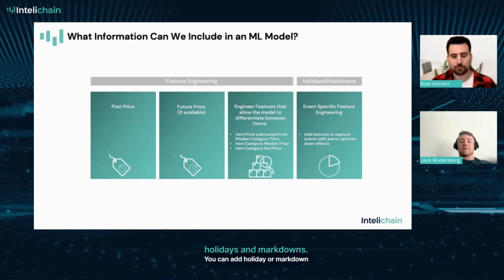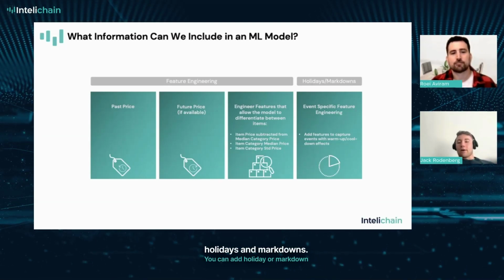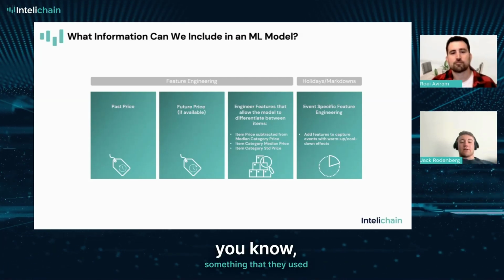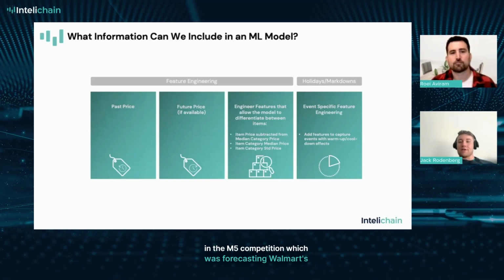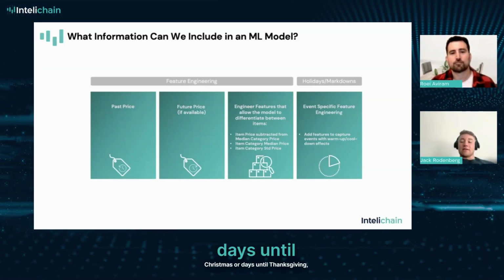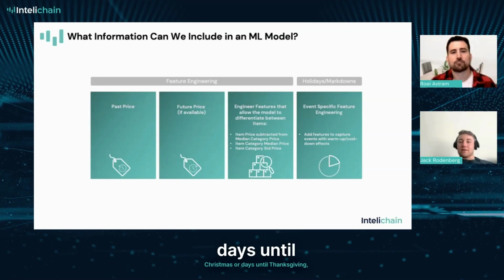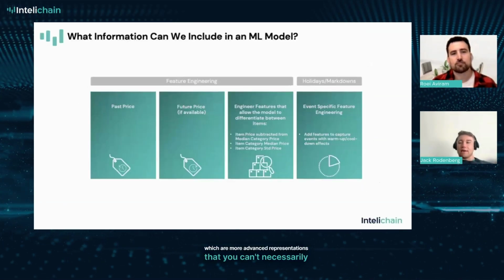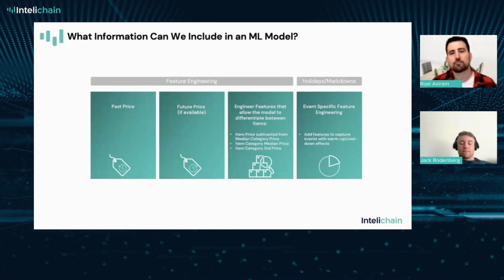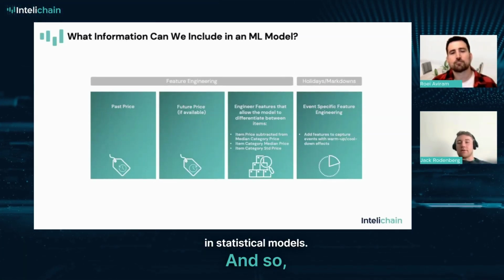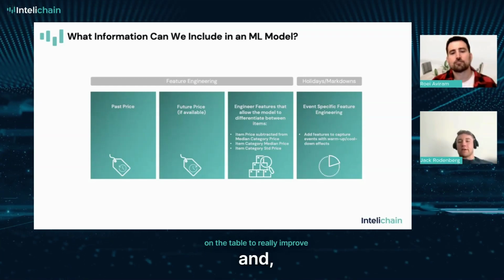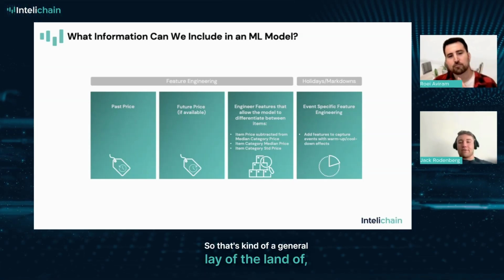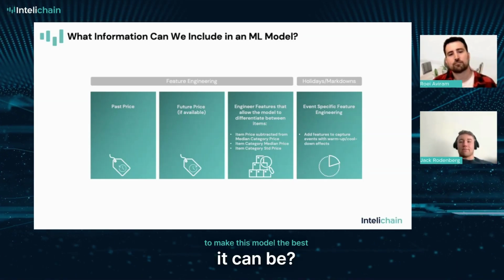And then, of course, holidays and markdowns, you can add holiday or markdown features. Something they used in the M5 competition, which was forecasting Walmart's supply chain, was things like days until Christmas or days until Thanksgiving, which are more advanced representations that you can't necessarily use in statistical models. And so those are also on the table to really improve and take the forecast accuracy to the next level. So that's a general lay of the land of what we can do to make this model the best it can be.